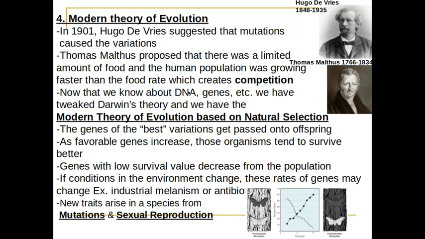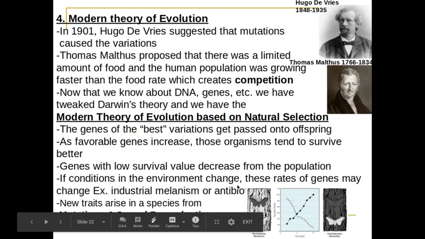in Darwin's theory. Now, because we know about DNA and genes, we've evolved the theory a little bit. So genes that are the best variations of a particular trait will be passed on to offspring because the parents survive. As favorable genes increase, those organisms tend to survive better. So genes with a low survival value, we call that a high mortality. If you don't survive, you have a high mortality rate, meaning you die quickly.